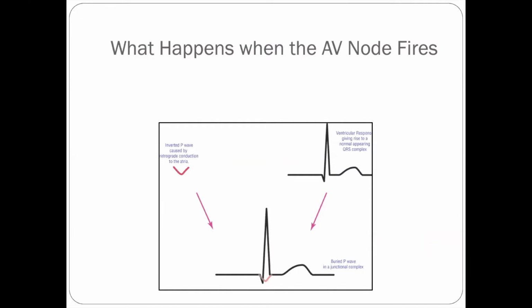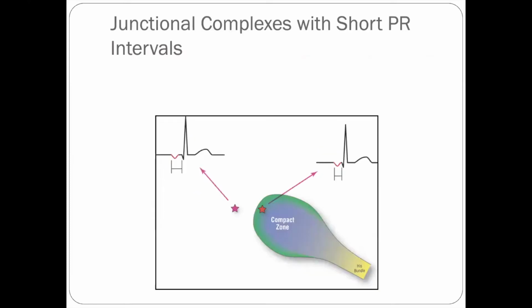And depending on where in the AV node the initial firing begins determines if we see a P wave before the QRS or after the QRS. So if we're in the early stages at the top end of the AV node, then it's likely that what we're going to see is an antegrade P wave that comes before the QRS complex as the signal is delayed through the rest of the AV node.